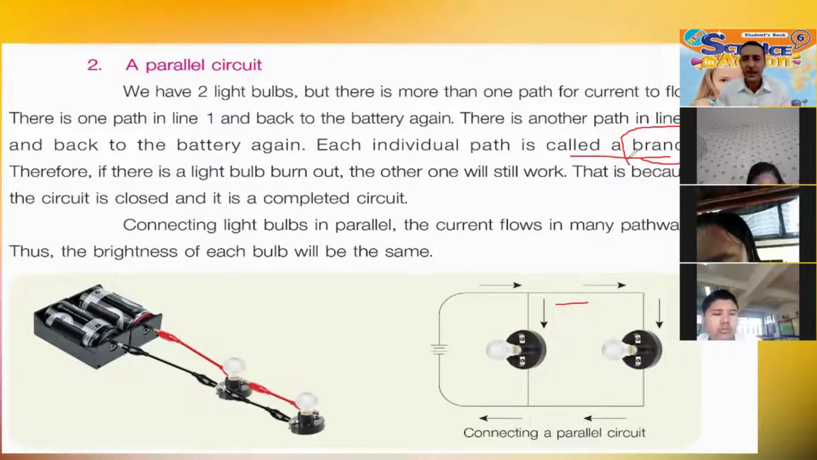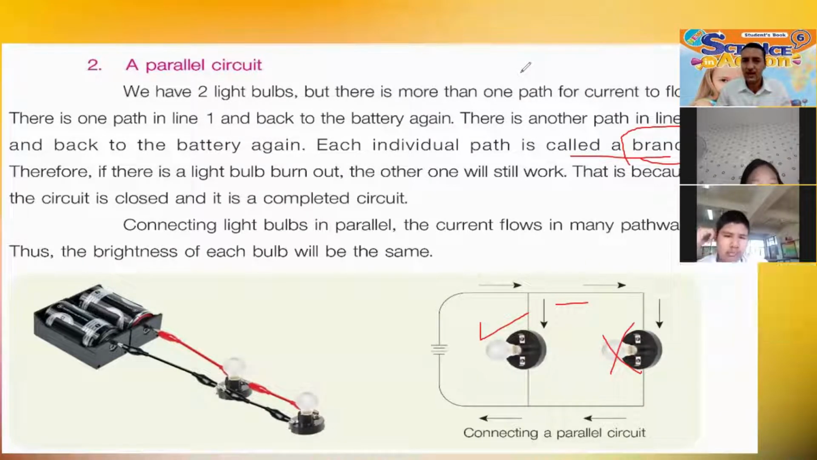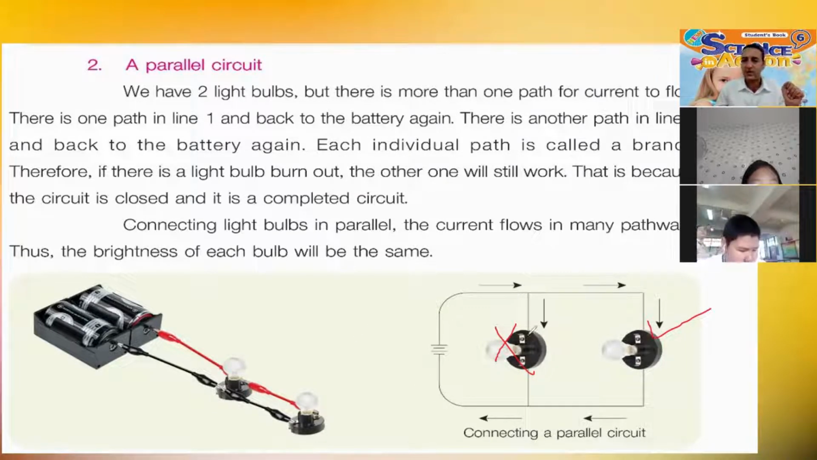Therefore, if there is a light bulb that burns out, the other one will still work. It is because the circuit is closed and it is a complete circuit. So this is what I mentioned, students. If one single bulb is burned out, the other one will still work. If the first one burns out, the second will still work, or if the second bulb burns out, the first one will also work, because the flow of the current continues. So this is what we call a complete circuit.